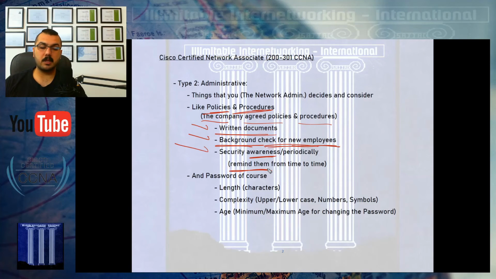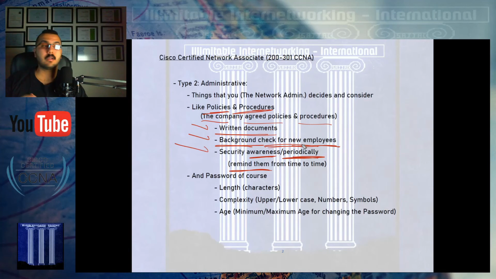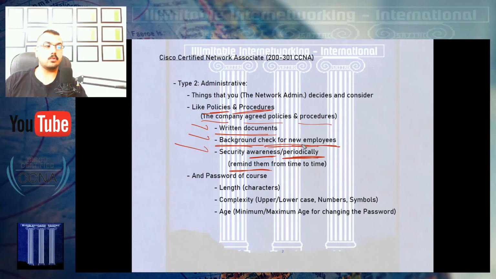You need to establish meetings from time to time. You need to send them emails. You need to leave some reminder cards in their office to find in the morning and remember. This is very important. So this is the awareness, and this awareness should be done periodically. It's not about doing a training once. Maybe you have one team made of 6 employees, and you send that team to a security training.